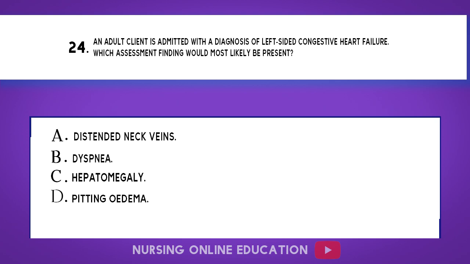24. An adult client is admitted with a diagnosis of left-sided congestive heart failure. Which assessment finding would most likely be present? A. Distended neck veins, B. Dyspnea, C. Hepatomegaly, D. Pitting edema. The answer is option B, dyspnea.